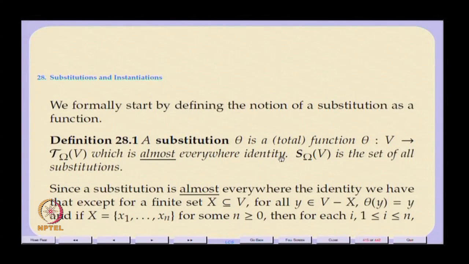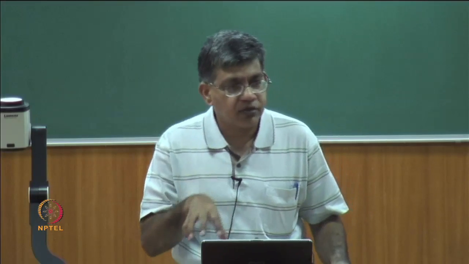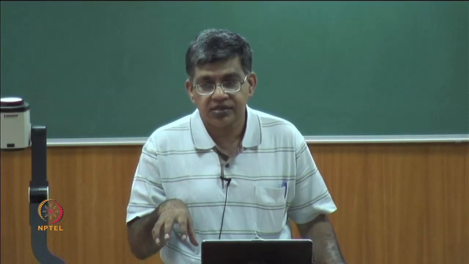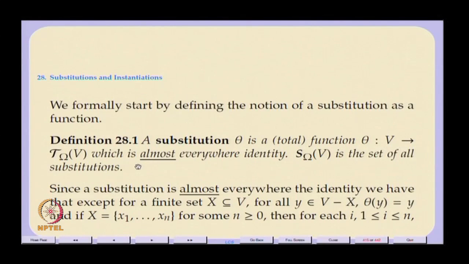This almost everywhere is a technical term used in second order logic to essentially say that in all except a finite number of cases. So there are only a finite number of variables which are actually replaced by some terms which are not the same variable themselves, and this we will call the domain of this substitution.